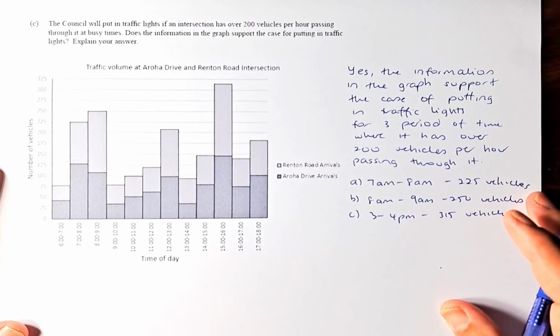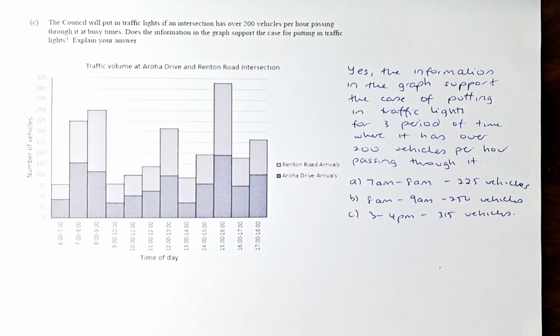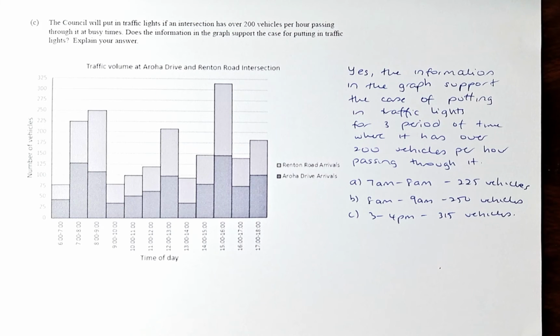Okay, so we shall read the question. The council will put in a traffic light if the intersection has over 200 vehicles per hour passing through it at busy times. Does the information in the graph support the case for putting in a traffic light? Explain your answer. So this is the graph again.